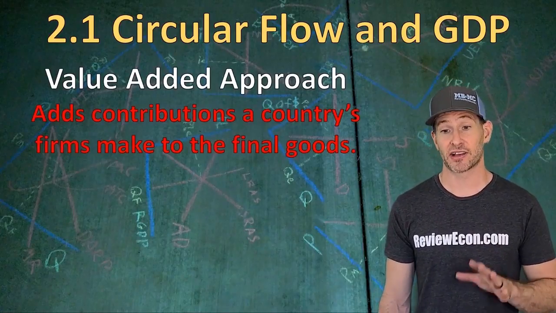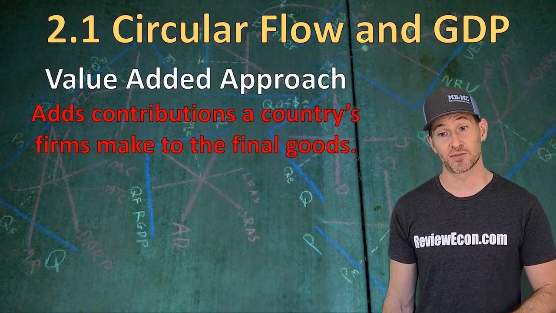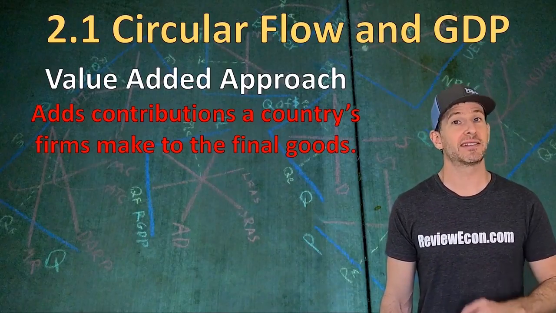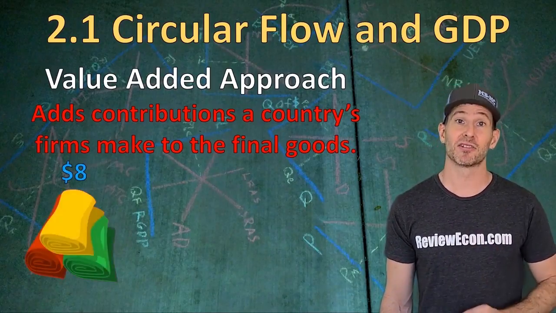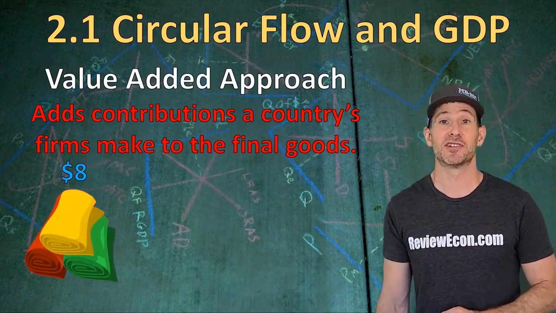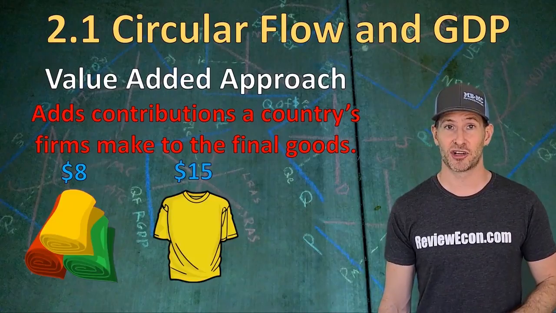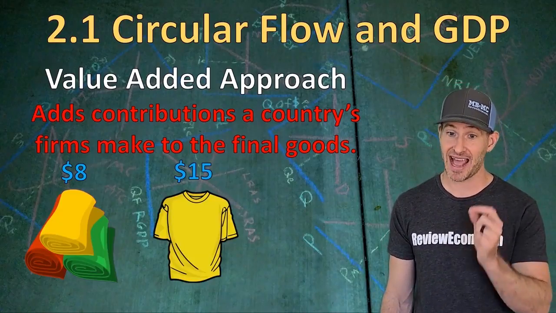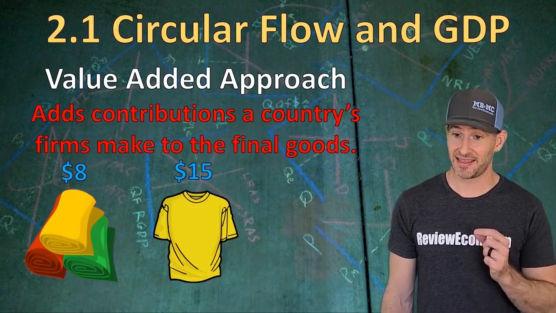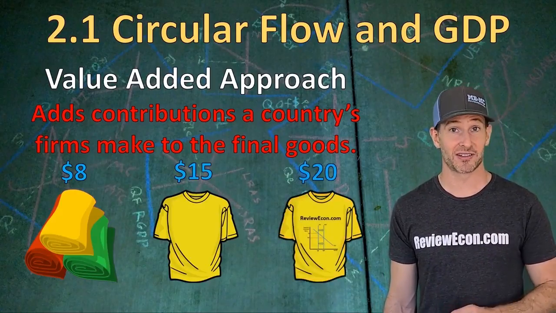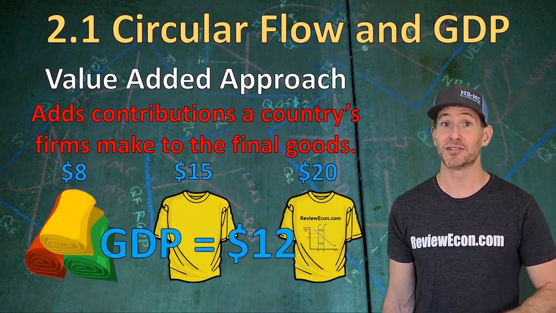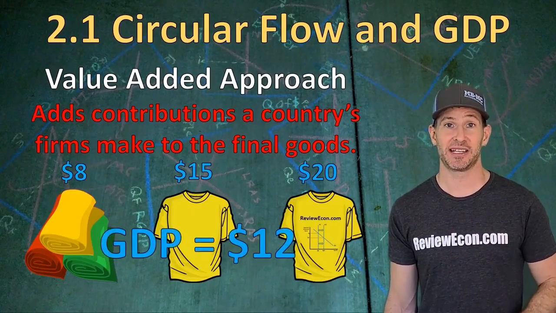Here we are looking at the contributions of a country's firms towards making a final good. For example, a United States firm may import $8 of fabric from another country. Then they take that $8 of fabric and turn it into a $15 shirt. That's $7 of added value. Then a t-shirt screener adds some graphics and then sells that shirt for $20. That gives us a total of $12 of added value for the United States GDP.